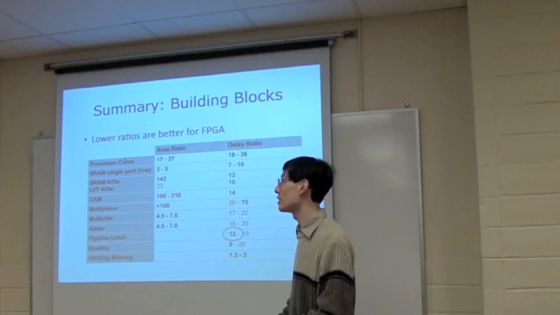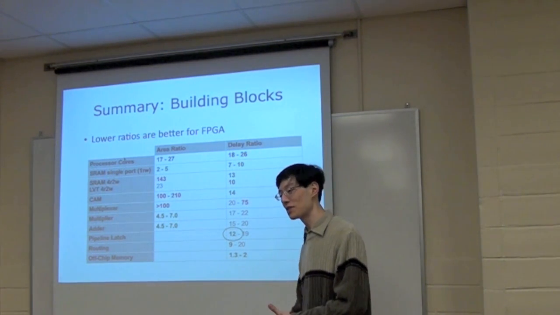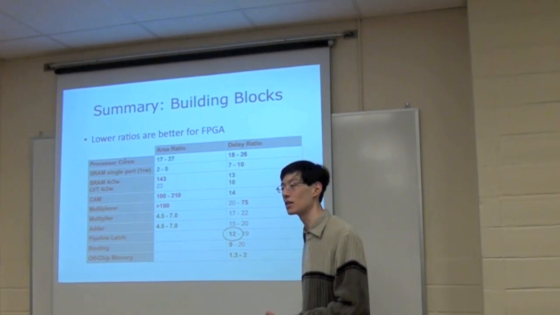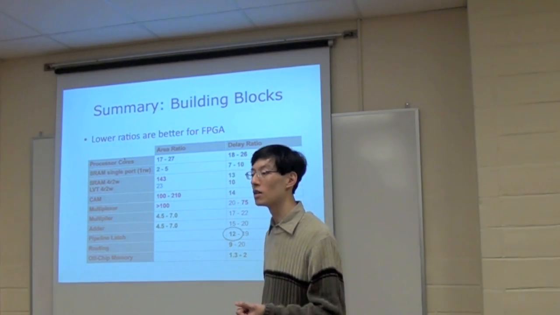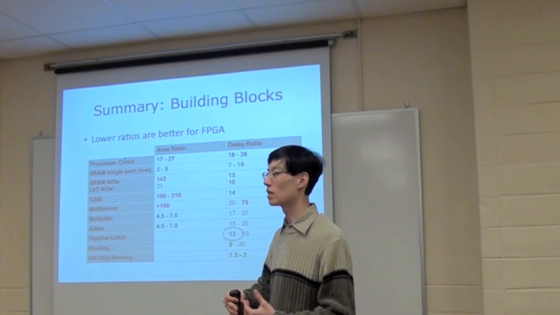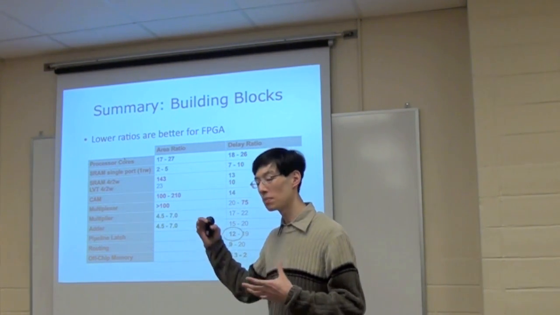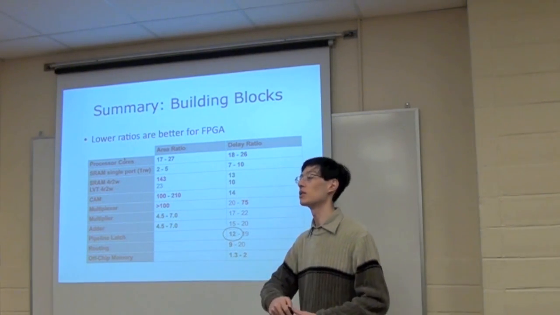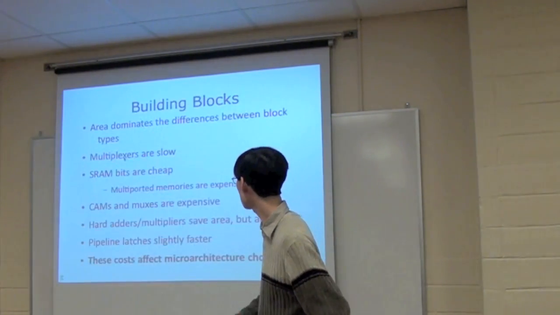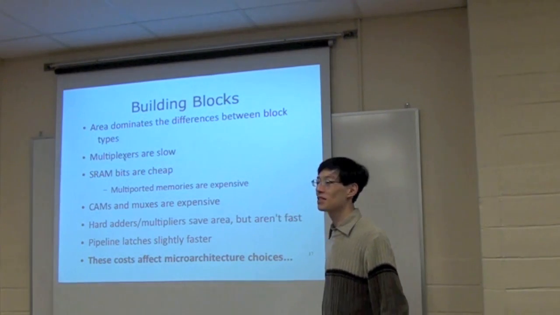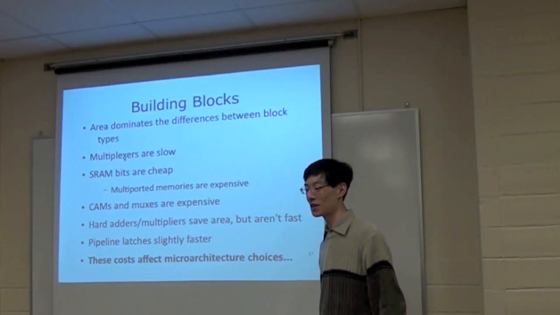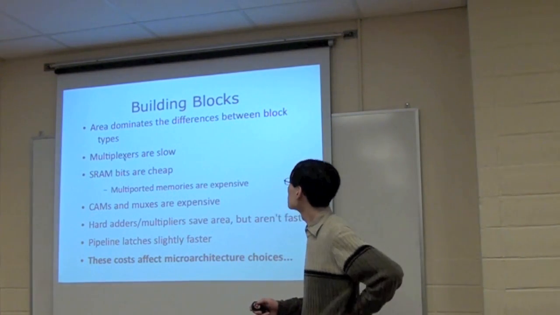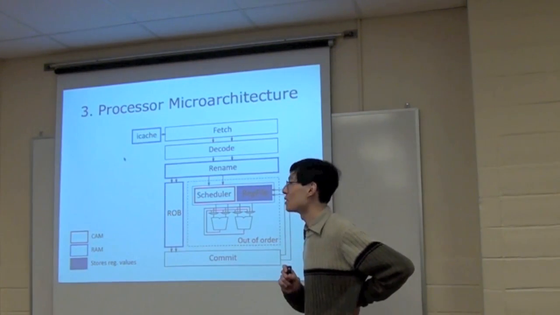We also observed that the delay of a pipeline latch is relatively a little bit lower on FPGAs than on custom. This has an impact on the gains from pipelining circuits. A shorter delay will encourage longer pipelines. And all of these costs will have an effect on your microarchitecture choices. So here's our third part.